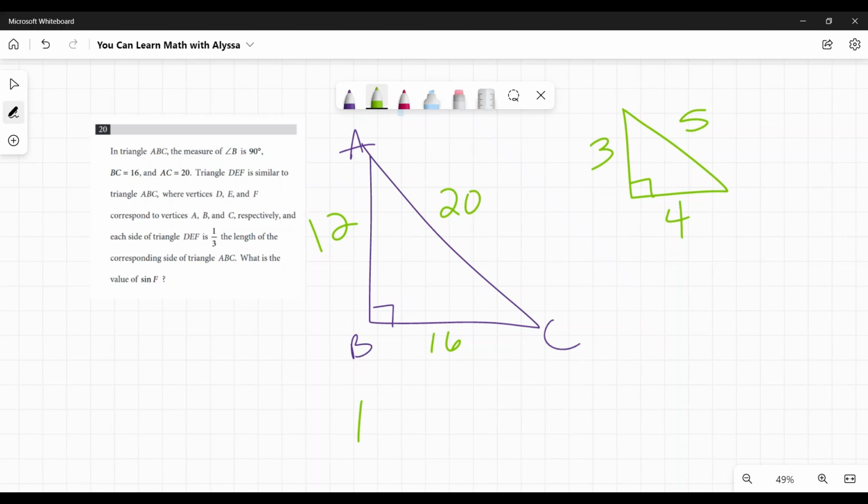So I do not have to do the whole 16 squared plus a squared equals 20 squared and solve for that without a calculator. You don't want to be doing that on a test. It's your last problem and you're frantically trying to get it done.